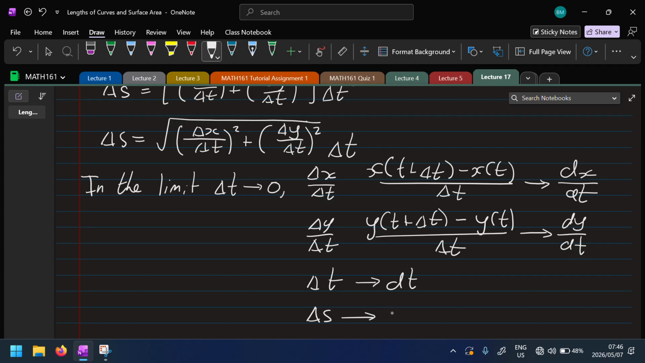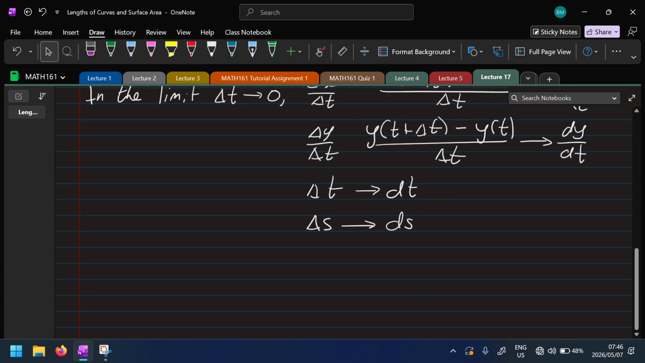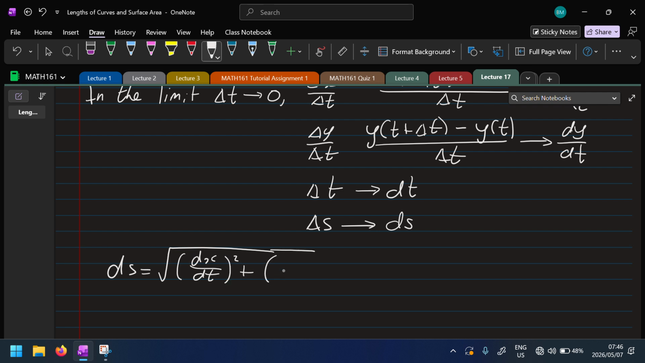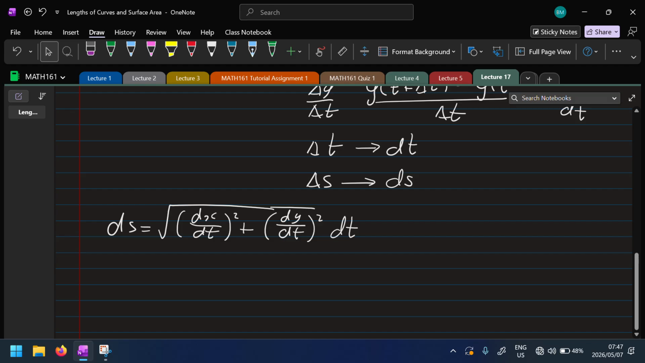And delta s we can replace with ds. Okay, so it's the normal limiting process we did like with the Riemann sums. Okay, so we end up with ds is equal to the root of (dx by dt) squared plus (dy by dt) squared, dt. So that's the length of the little segment.